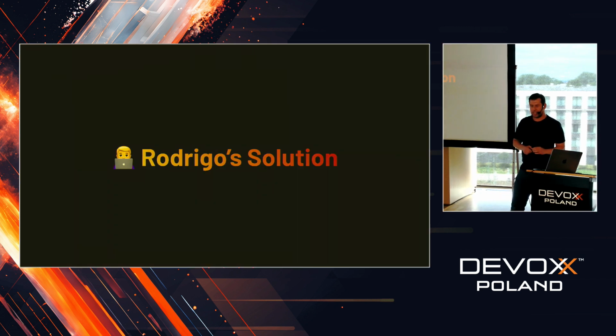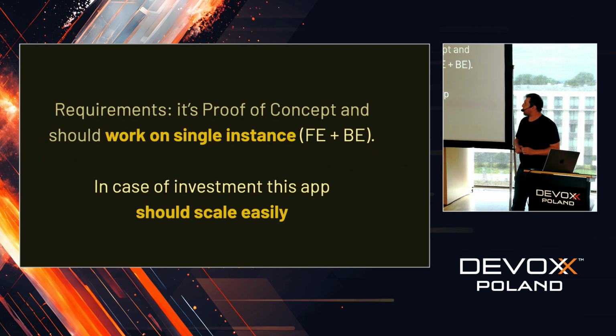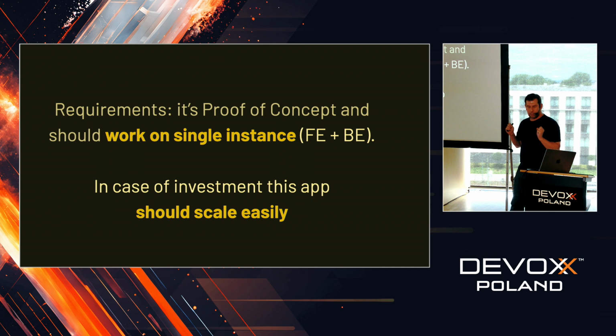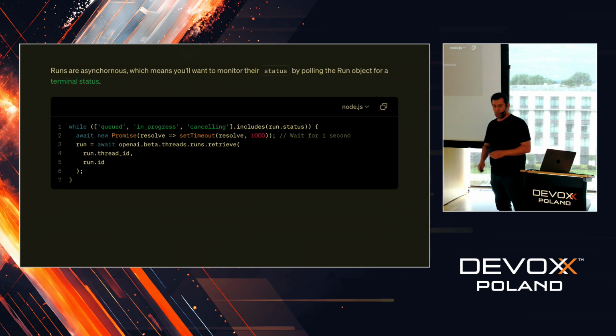And here is Rodrigo's solution. Because the team wasn't big in his organization, and they were required to deliver a proof of concept, especially to have one single instance with frontend and backend together, trying to avoid creating new backend instances. It was a proof of concept because they wanted to deliver quickly to the Latino market. And in case of investment in this app, they should be able to scale this application easily and quickly. So let's get back to our while loop.